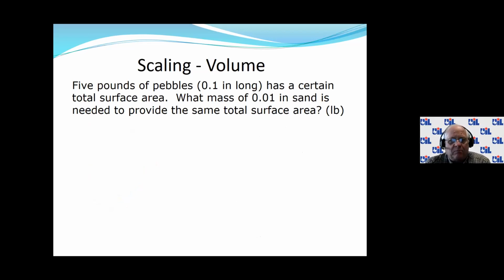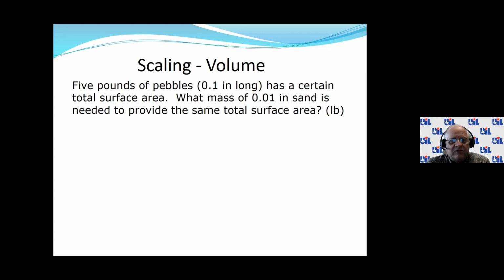I've got 5 pounds of pebbles that are 0.1 inch long. So that gives me the size of these pebbles. I don't know how many I have, but I know that I've got 5 pounds of them, and each pebble is 0.1 inch long, and it has a certain total surface area of all of the pebbles. I measure the surface area of one of those pebbles, then multiply that surface area of one pebble times n, the number of pebbles I have in the 5 pounds, and that gives me a certain total surface area.